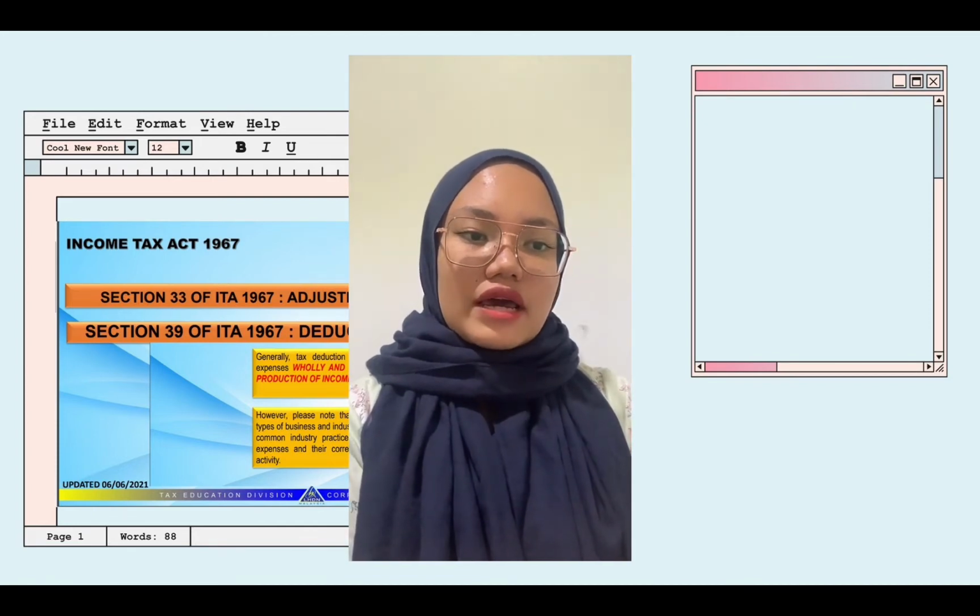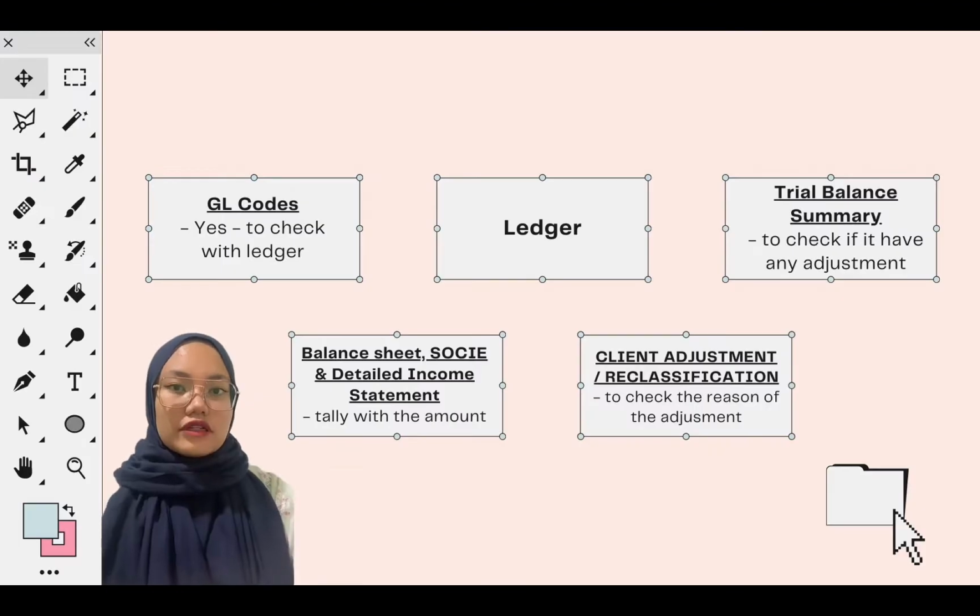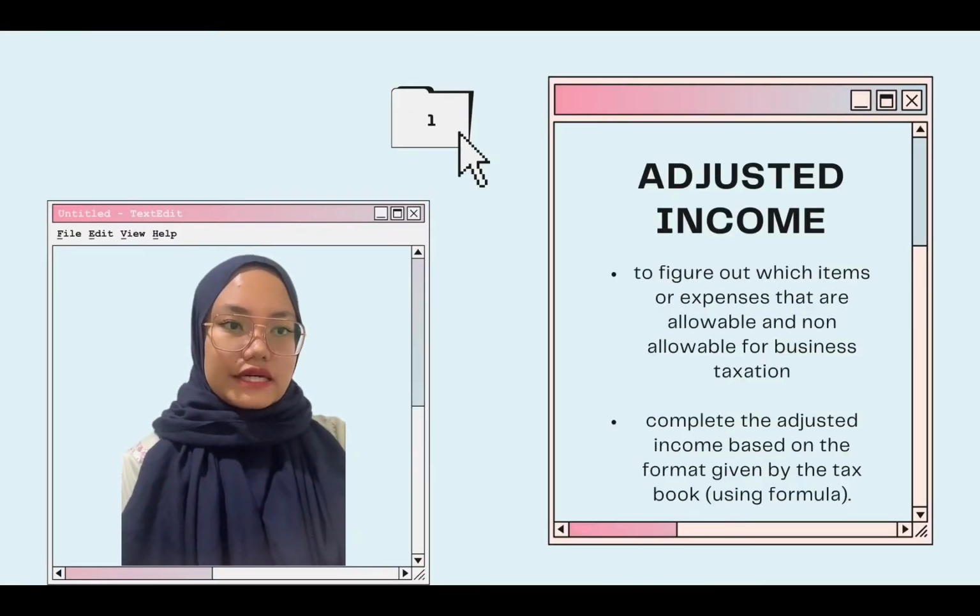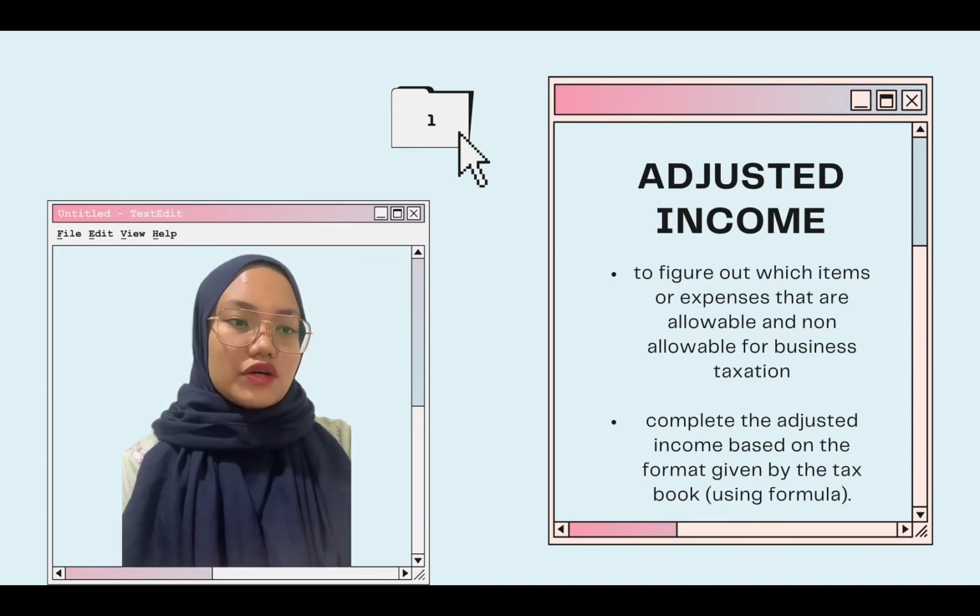Section 33 must be read with Section 39, which provides a list of outgoings and expenses that are specifically not deductible. For this assignment, we are provided with some documents such as GL code, ledger, trial balance sheet, income statement, detailed income statement, and adjustments in order to do the tax computation. First of all, adjusted income: to figure out which items or expenses are allowable and non-allowable for business taxation, and to complete the adjusted income based on the format given by the tax book using a formula.